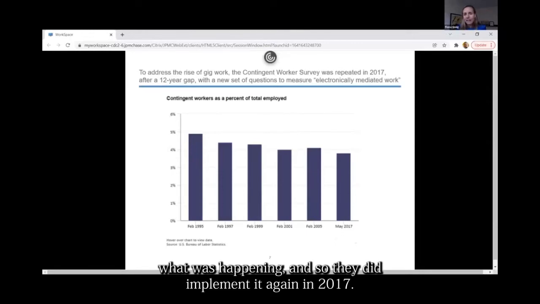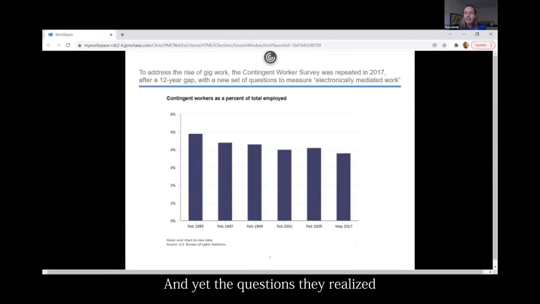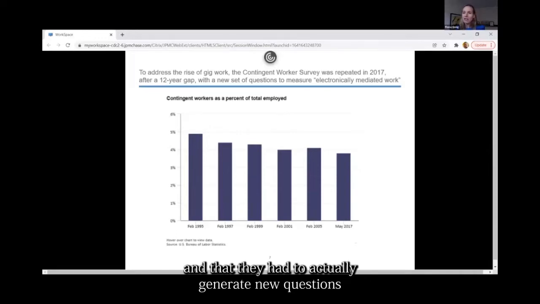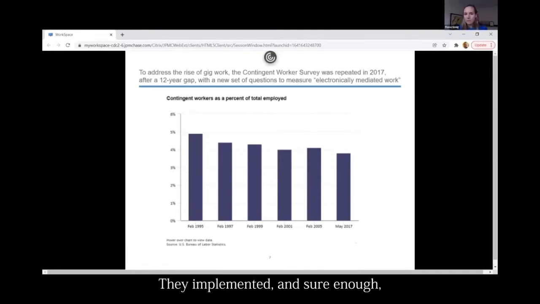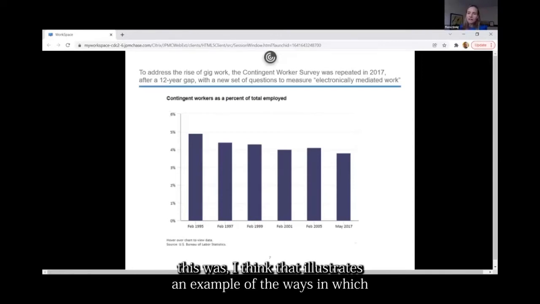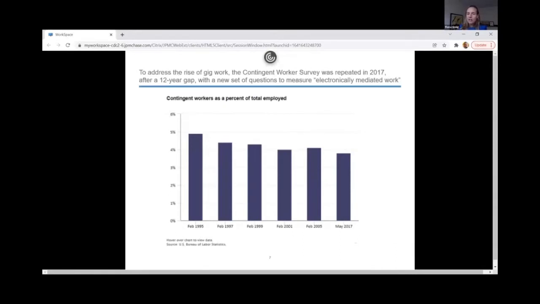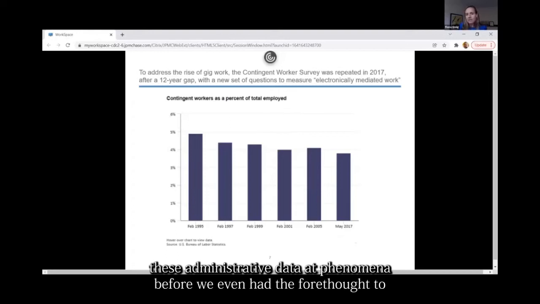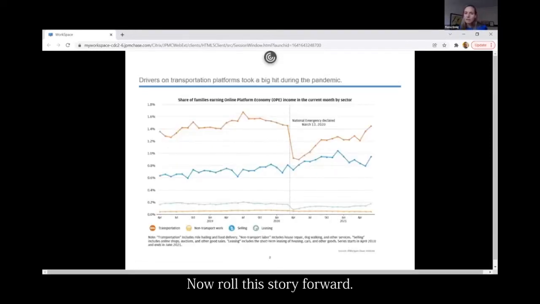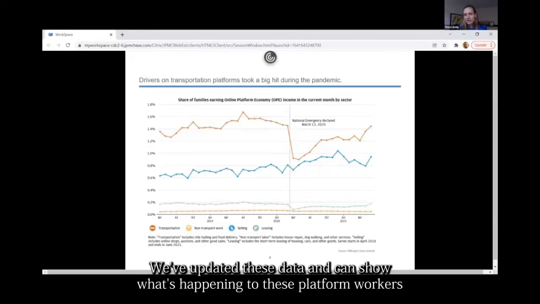And so they did implement it again in 2017, and yet the questions they realized could not really capture this online platform piece of it, and that they had to actually generate new questions to measure what they called electronically mediated work. And they did so, they implemented, and sure enough, they came out with similar numbers to what we came out with. But all to say, I think it illustrates an example of the ways in which we can point some of these administrative data at phenomena before we even had the forethought to bake them into our survey instruments or otherwise.